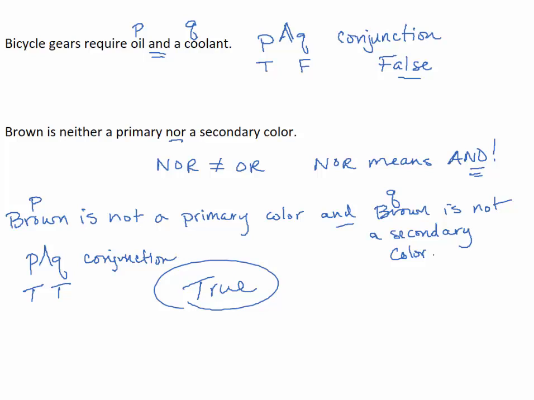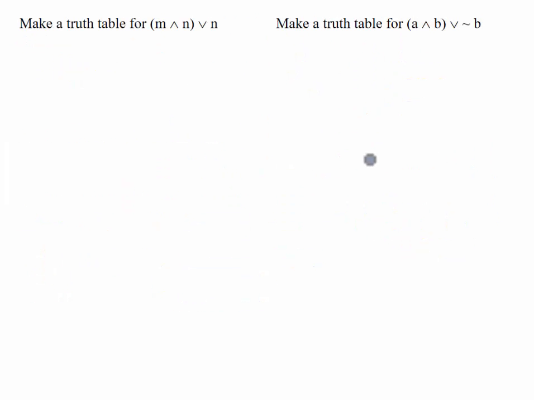All right, let's go to the next page of your notes. Okay, here we go. Make a truth table for this, M and N, and then this means or N. So what we're going to do is make a truth table for M and N. It's going to look just like P and Q, a conjunction table. But now we're going to go a step further and combine that with a disjunction table.